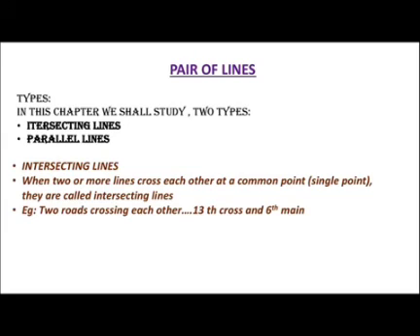You can do a simple activity. Take two rulers in your hand or two pencils and cross them. Arrange them in such a manner that they cross each other at a point. Such lines are called intersecting lines. These lines are crossing each other at a common point, a single point. So, these lines which cross each other are known as intersecting lines. You can see and draw these intersecting lines, children.